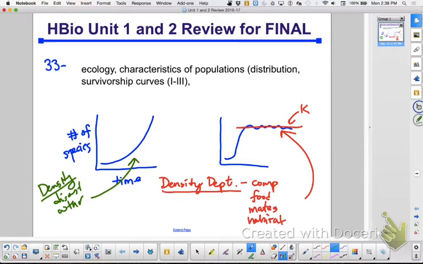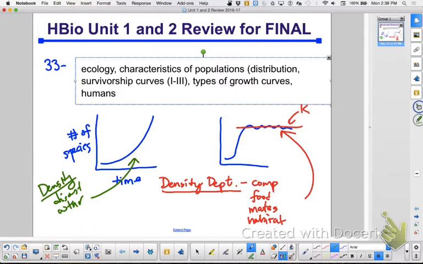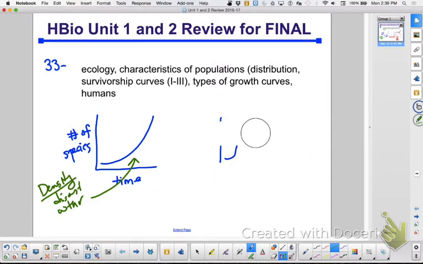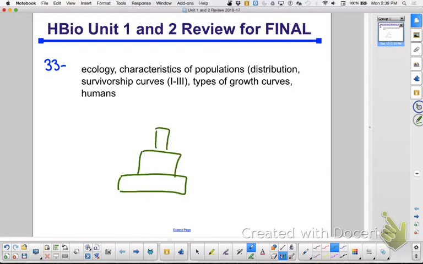All right, and we talked about human population, and I'm going to add these on here for you. On human population, what did we talk about for that? LDCs, MDCs. Perfect, see, you remember it all. More developed and less developed countries. Remember that, and how they show up. We looked at versus.